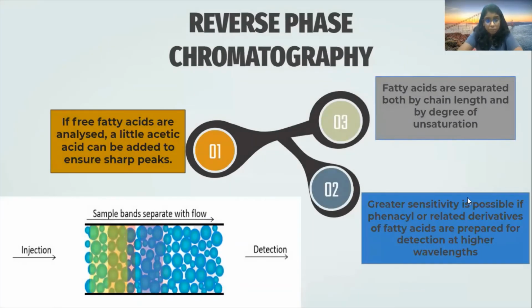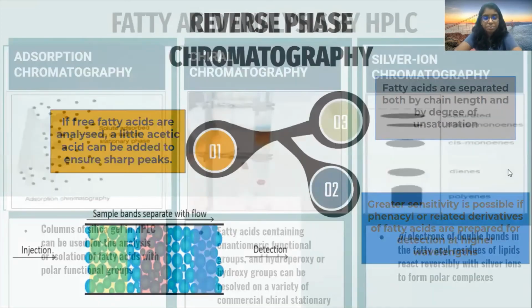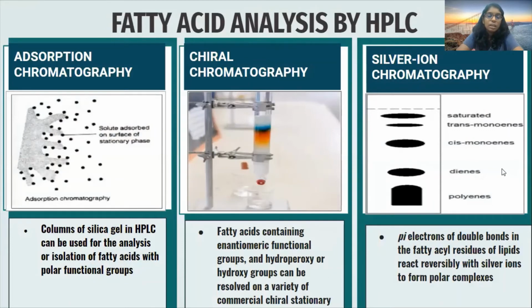In reverse phase chromatography, if free fatty acids are analyzed, a little acetic acid can be added to ensure sharper peaks. Greater sensitivity is possible if phenacyl or related derivatives of fatty acids are prepared for detection at higher wavelengths. Fatty acids are separated both by chain length and also by the degree of unsaturation. There are also other analyses that can be done for fatty acids, and first we'll look at adsorption chromatography.